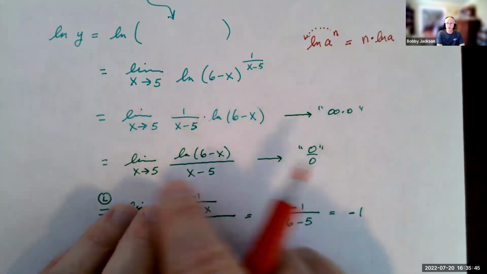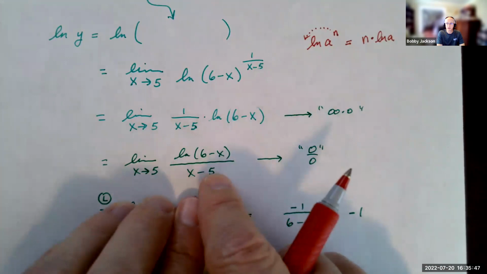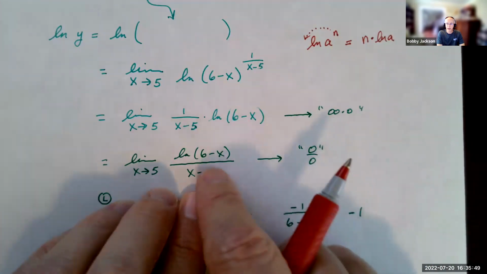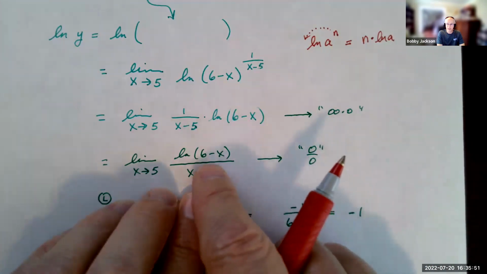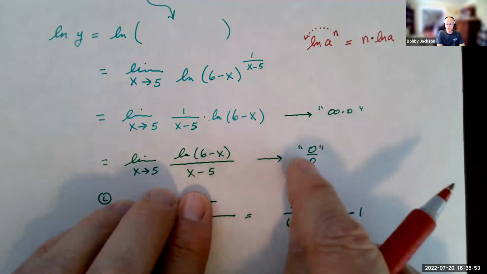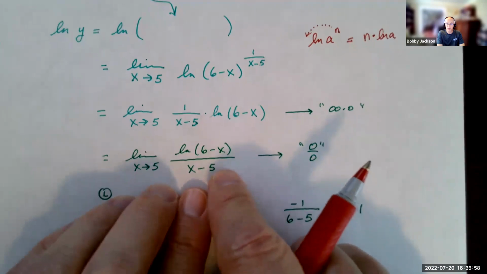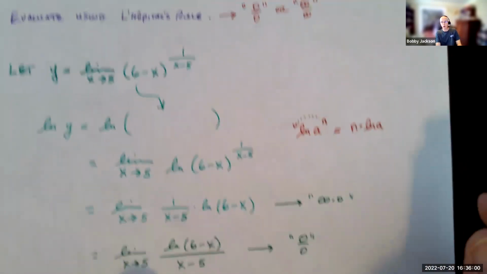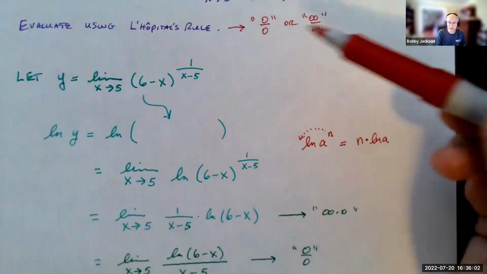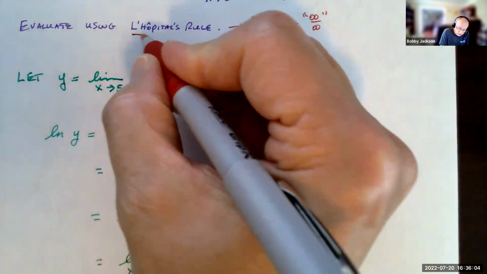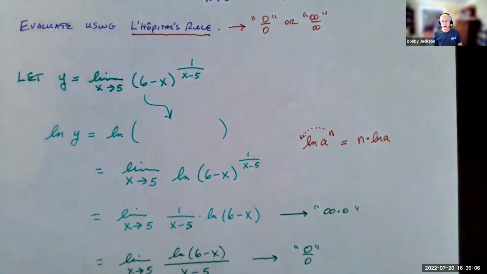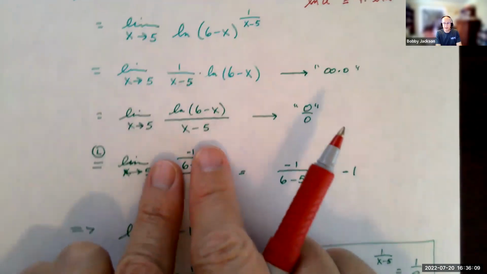But now notice that as we approach 5, x minus 5 is going to 0, right? And again, the natural log of 6 minus x is approaching natural log of 1, which is 0. Now that is L'Hopital rule form. So now I can apply L'Hopital's rule to this. So that's the whole goal in this process, right, is to get us to be able to use L'Hopital's rule. Okay. When we get there, now what do we do?